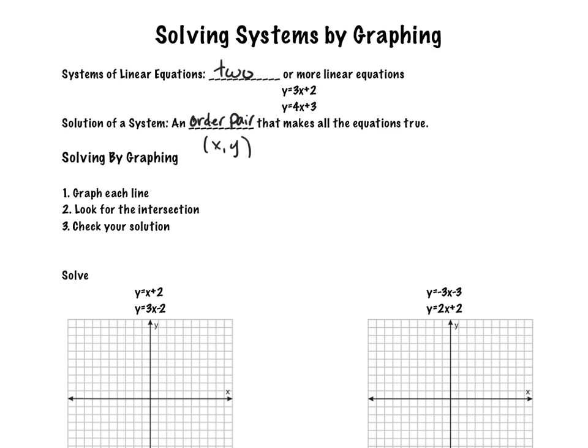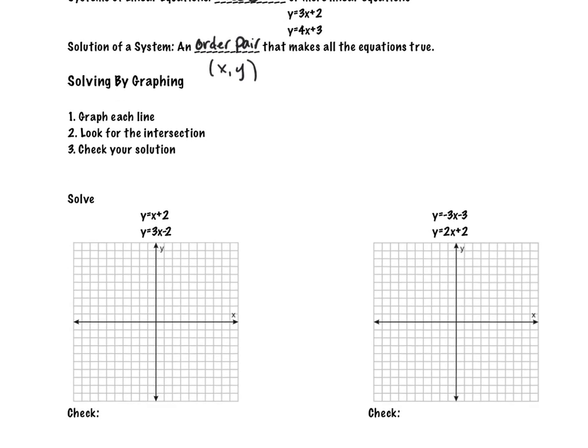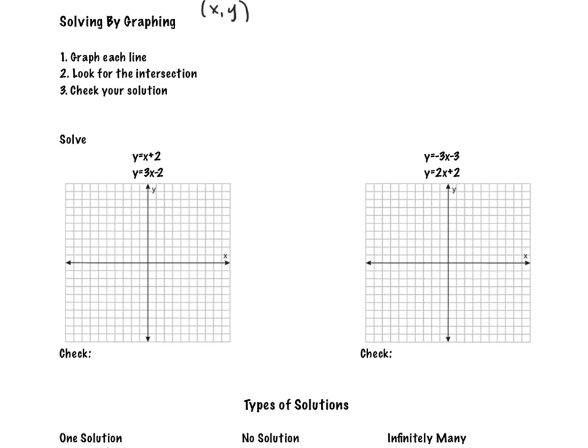So we're going to talk about a few different ways of solving these, and we'll start with graphing, and then we'll move into some more algebra. When I solve by graphing, I'm going to graph each of these lines. If I look at y is equal to x plus 2, remember graphing, I start at the y-intercept and use my slope. My slope here is 1 over 1, and so I have that line.